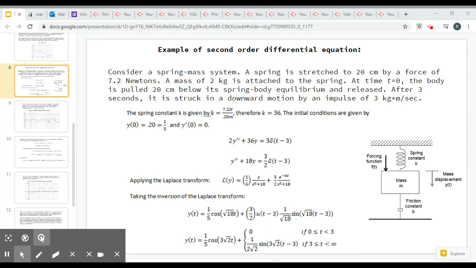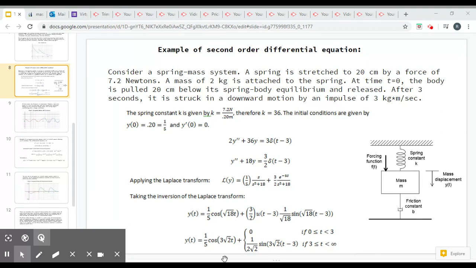y of 0 is equal to 1/5, and y prime of 0 equals 0. On the right-hand side is the impulse part of the equation, the 3 delta of t minus 3, which shows there's an impulse of 3 at time t equals 3. When you take the Laplace transform, you get the e to the negative 3s, which is the component that's going to get you the unit step function. When you take the inverse Laplace transform, you get the unit step function.